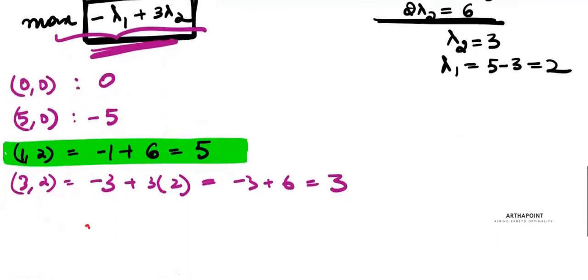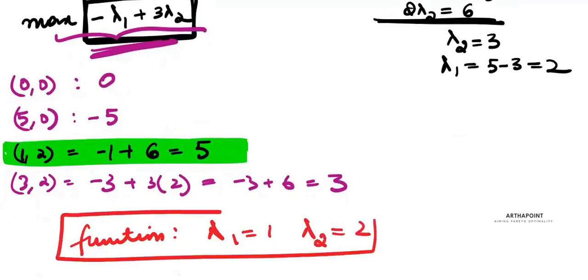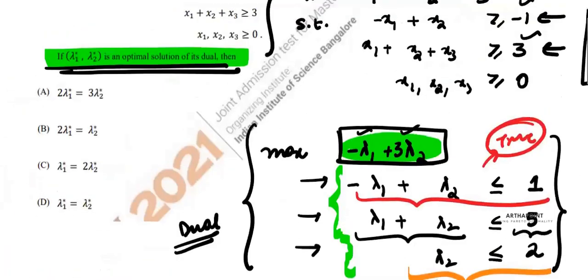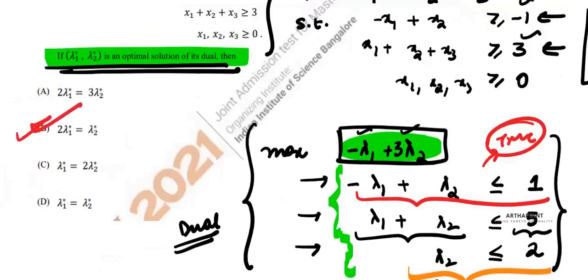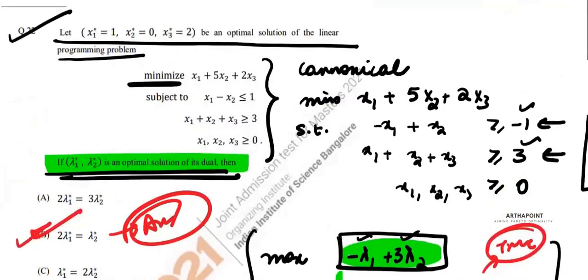So my function is maximized when lambda 1 is equal to 1 and lambda 2 is equal to 2. So the relationship that they have is lambda 2 is twice lambda 1. So the answer is B. Okay, this is how you can go ahead and solve this question. Thank you.